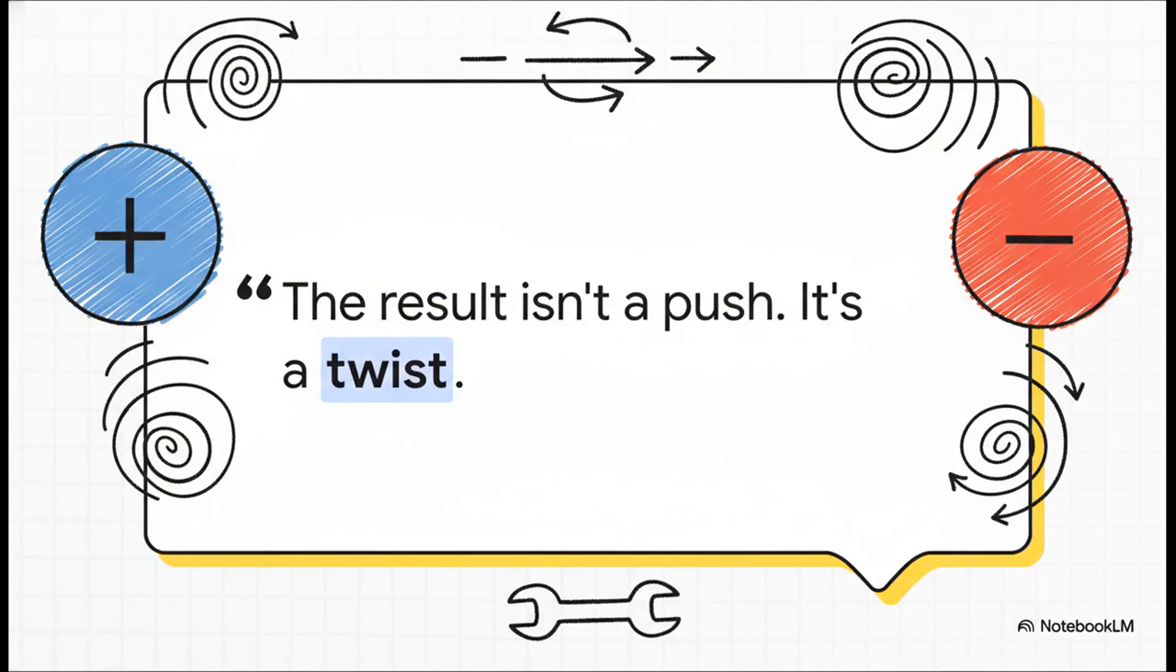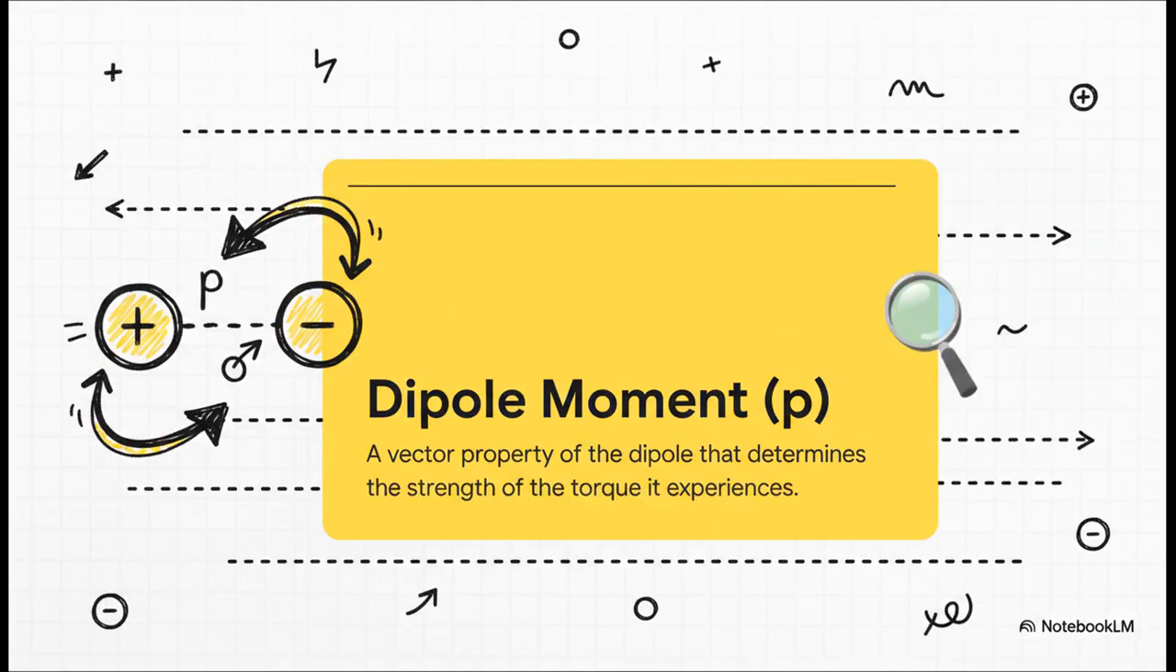But, and this is a big but, just because there's no net push doesn't mean nothing's happening. Think about it. You've got a force pulling one end this way and another force pulling the other end that way. The result isn't a push, it's a twist. In physics, we call that a torque. And we actually have a way to measure this twisting tendency. It's called the dipole moment. You can think of it as a little arrow, we call it P, that points from the negative charge to the positive one. It's like the dipole's own internal compass needle. The stronger that dipole moment, the more powerful the twist it's going to feel.